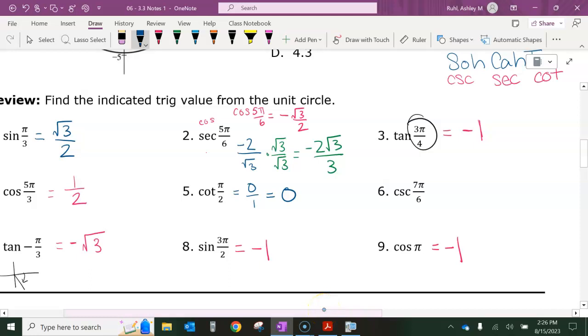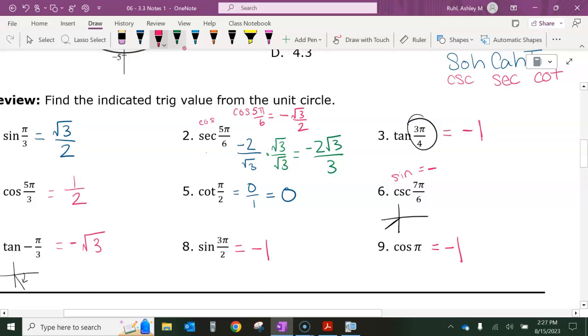My last one that I need to do is cosecant 7 pi over 6. So if I'm doing that one, okay, I've got to figure out which quadrant I'm in, and it's going to be here. I'm going to be in quadrant 3. 7 pi over 6 is just greater than 6 pi over 6. So cosecant is the reciprocal of sine. So in my third quadrant, is sine positive or negative? It's negative. So I'm going to have a negative value there.